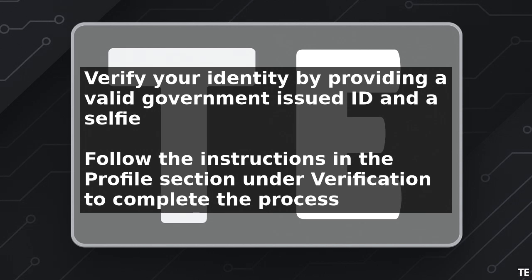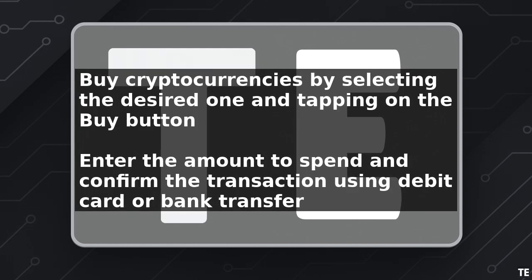Revolut also allows you to set up a recurring buy, which enables you to invest a fixed amount of money at regular intervals. This is a great way to dollar-cost average your investments and reduce the impact of market volatility. To set up a recurring buy, go to the Crypto section, select the cryptocurrency you want to buy, and tap on the Recurring Buy button.